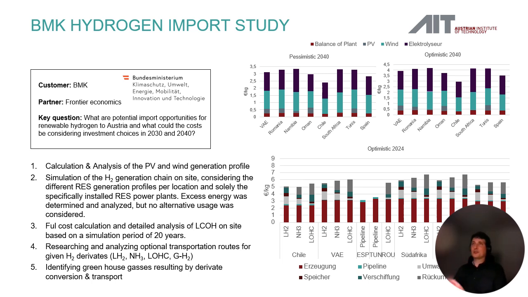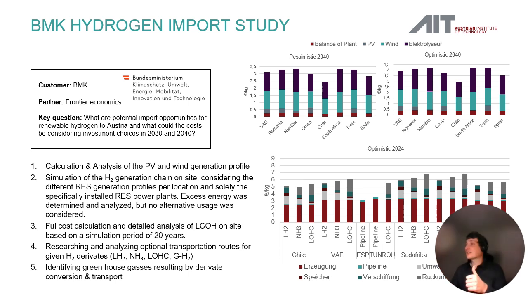Second example that I brought you. The Austrian ministry wanted to have a hydrogen import study. We did this together with Frontier Economics. They also did a large part in this study. And the key question was, in the future, when Austria might be importing hydrogen, how could we do that? So with how we mean, so which transport medium.